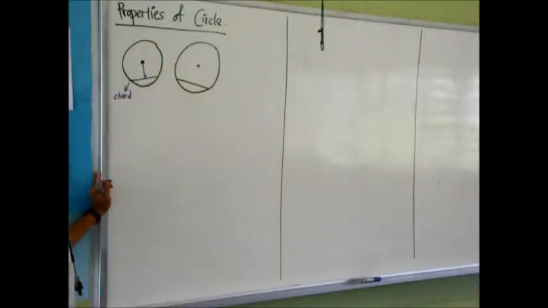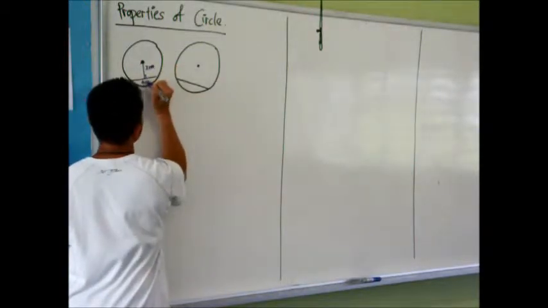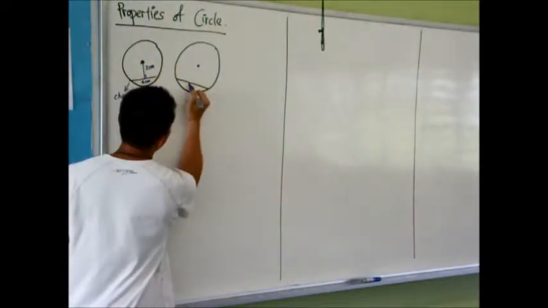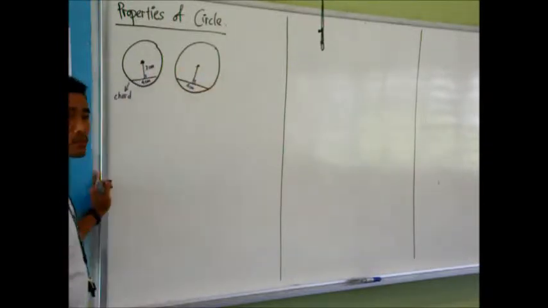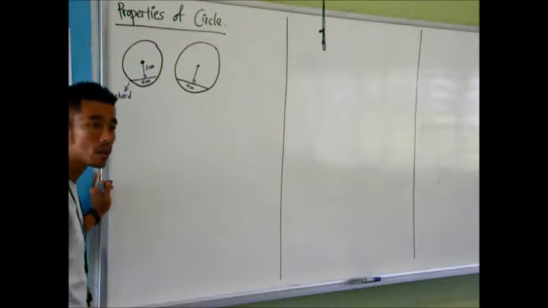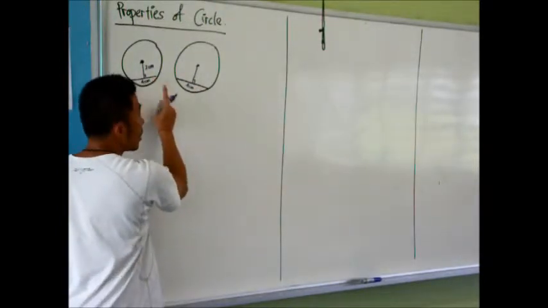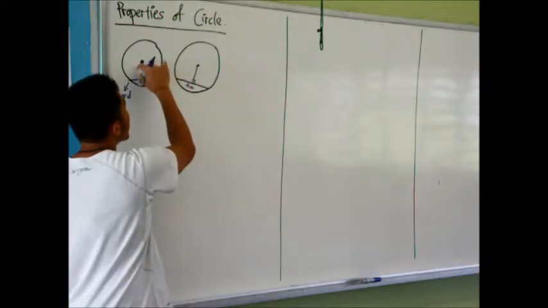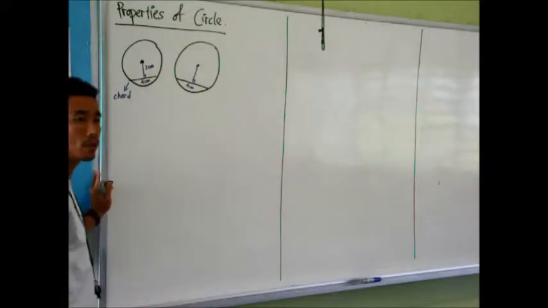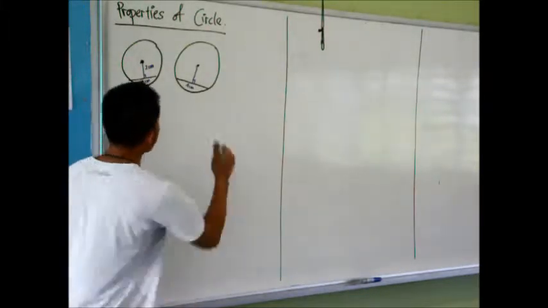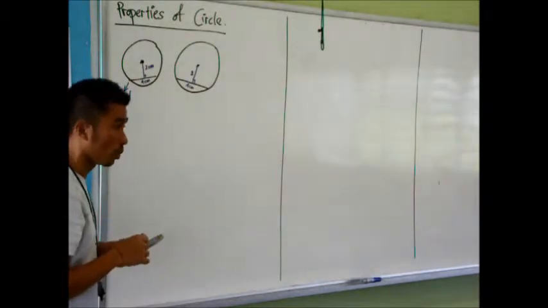Mervin, if this particular perpendicular distance is 2 cm, this is 4 cm. Alright, if this is also 4 cm, can you tell me what is this distance here? 2 cm. If the chord here is 4 cm, but this perpendicular distance away from the center is 2 cm, can you tell me what is the distance here? 2 cm.